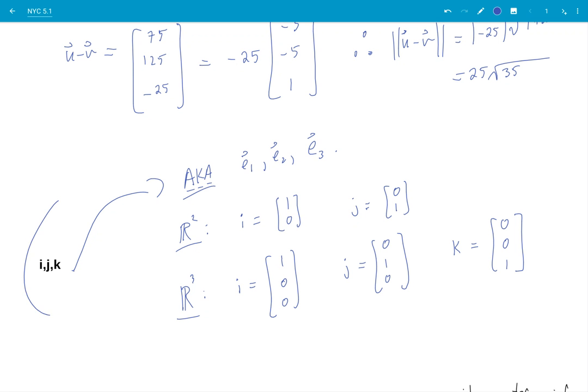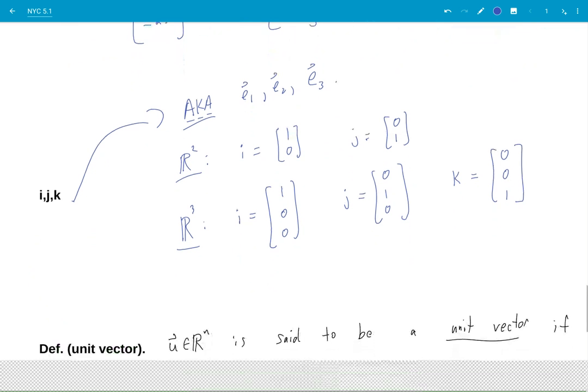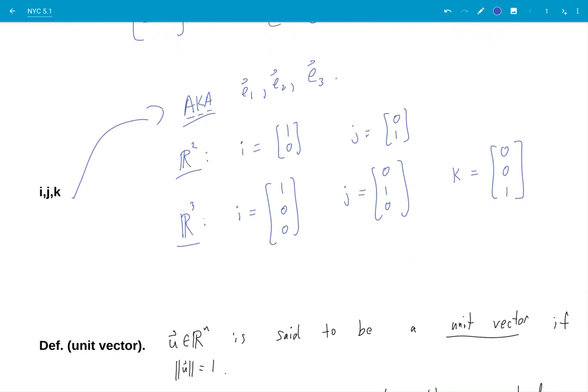Okay, so these vectors are what we call unit vectors. So copy this definition here. A unit vector is, unit referring to the number 1, so the length is 1. If your length is 1, then you are a unit vector.